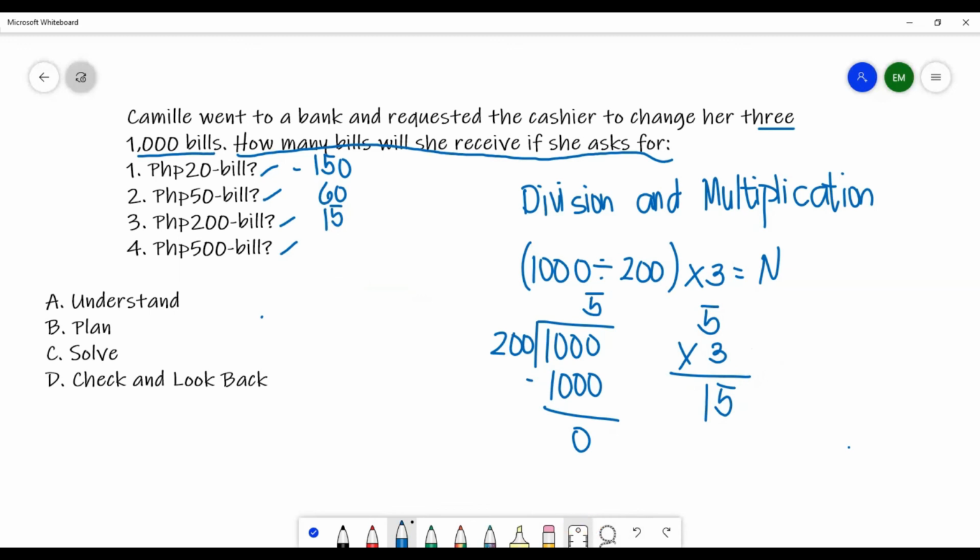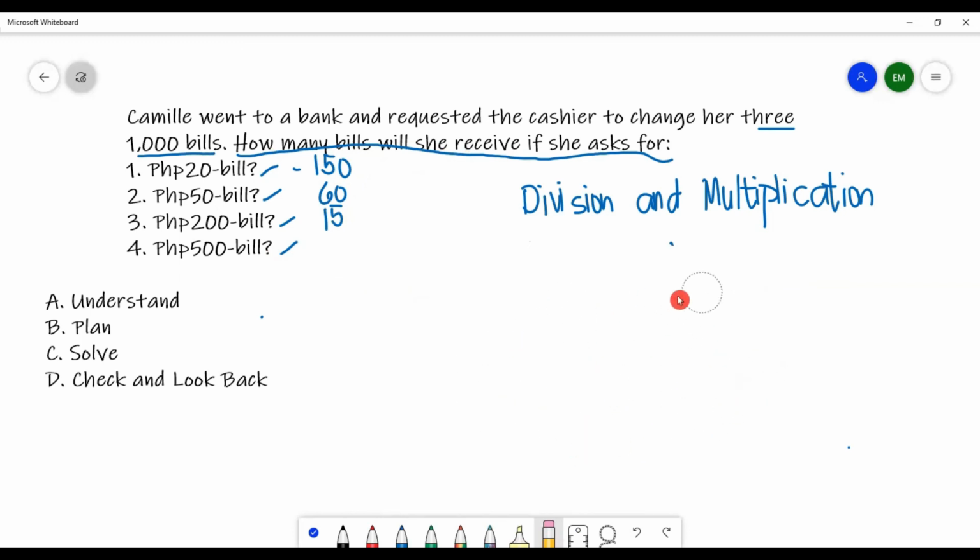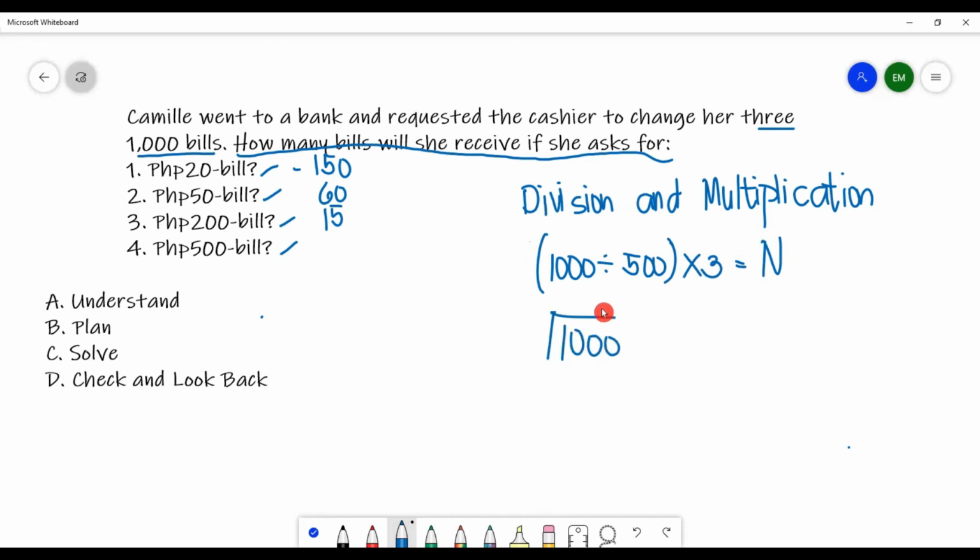Let's go to number 4. How many bills will she receive if she asks for 500 peso bill? 1,000 divided by 500 times 3 is equal to n. So, 1,000 divided by 500, we have 2. 2 times 500, we have 1,000. 1,000 minus 1,000, we have 0. 2 times 3, we have 6. Therefore, we have 6 500 peso bills.